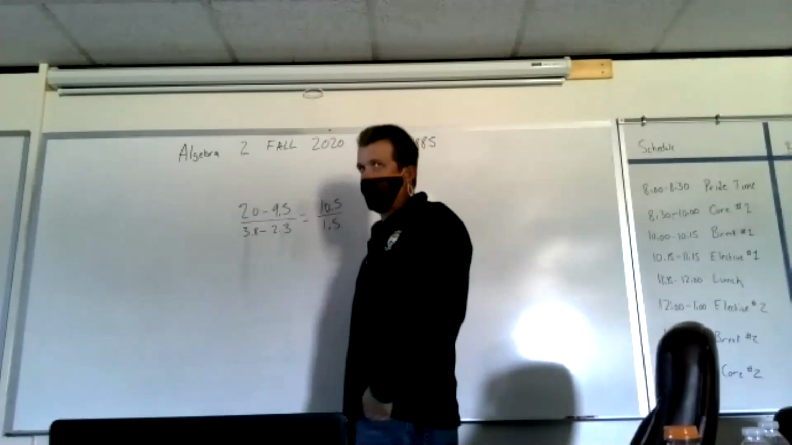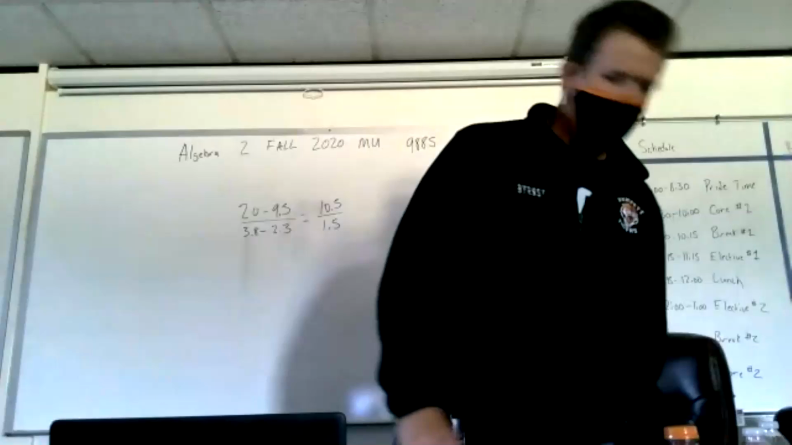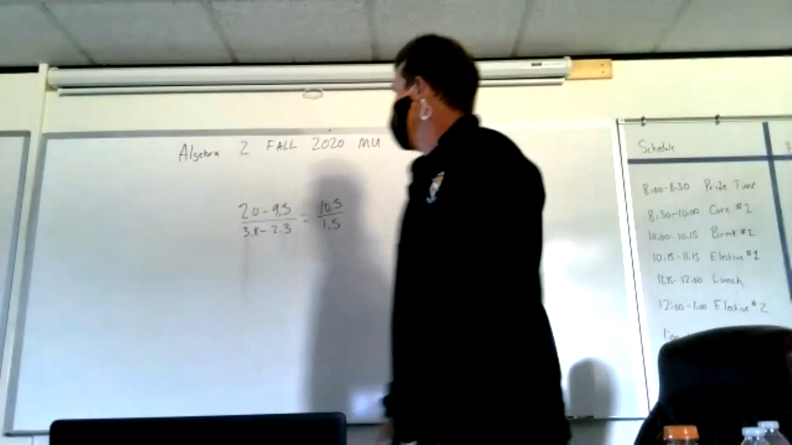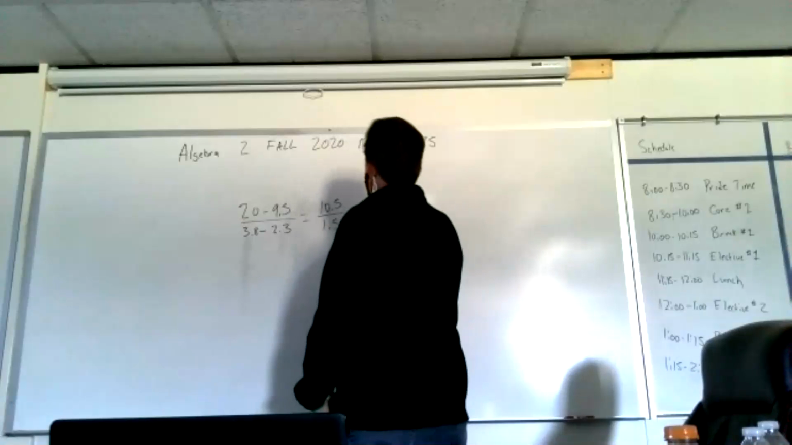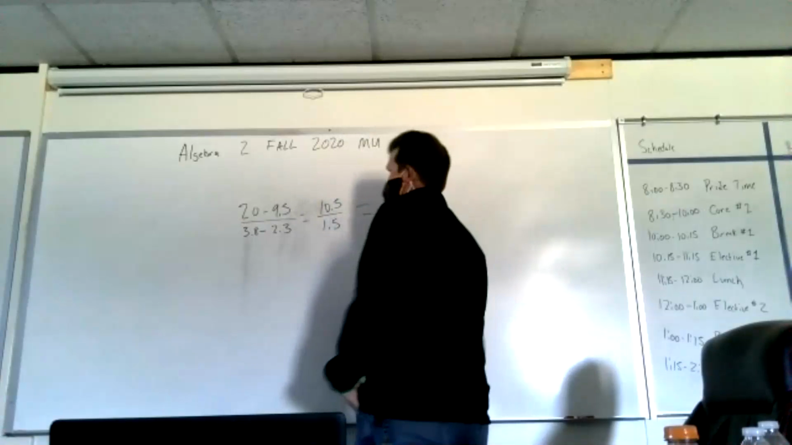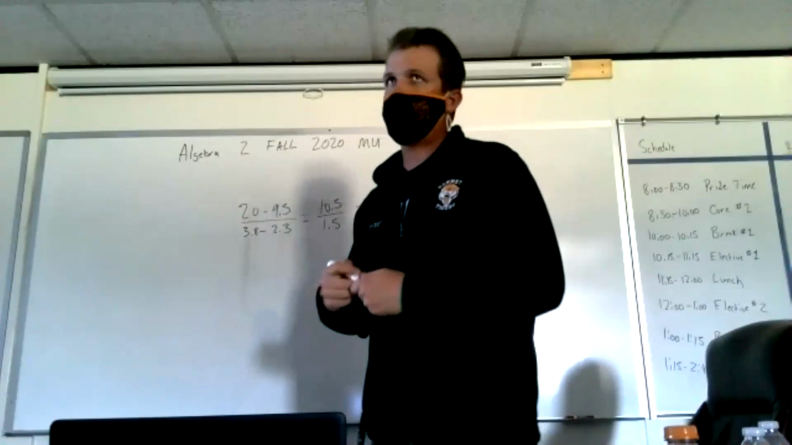This also can be simplified. Anytime that we can simplify a fraction, we must do so. Okay, 1.5 goes into 10.5 7 times. So this would be equal to a slope of 7, which corresponds to answer C.